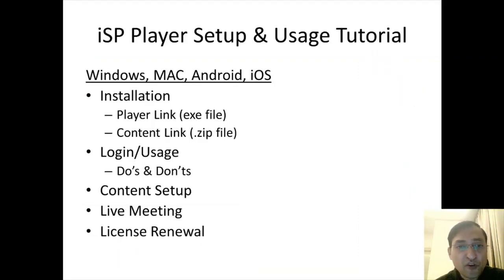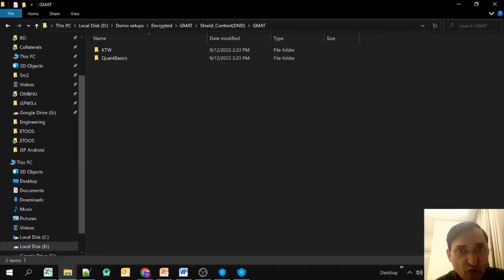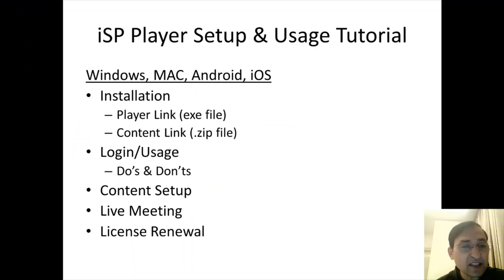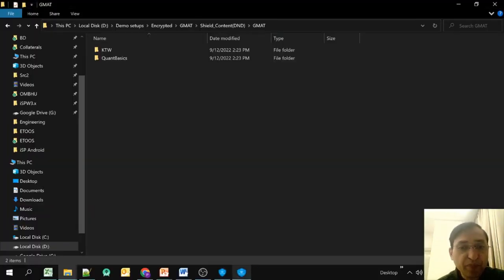Some of the do's and don'ts are: don't go and try to delete some files from here, change some files from here, or move these files from C drive to D drive, D drive to E drive. Because if you do that, content will stop working and you need to come back and do a couple of things before it can start working for you, right? We did speak about a live meeting as well as license renewal. How do we go about doing that, right?